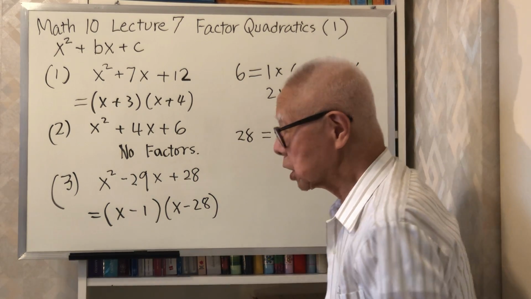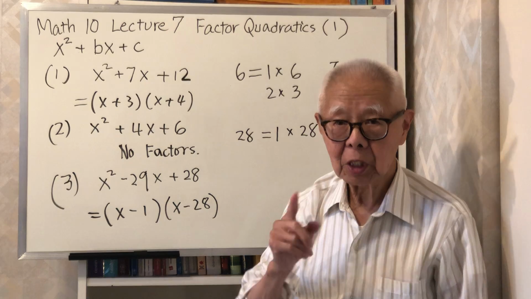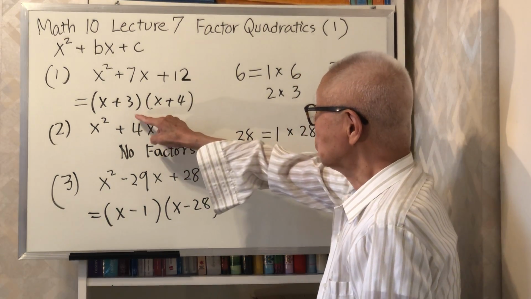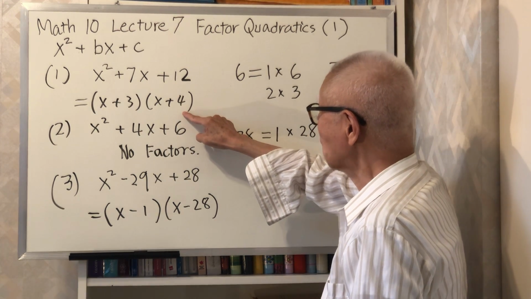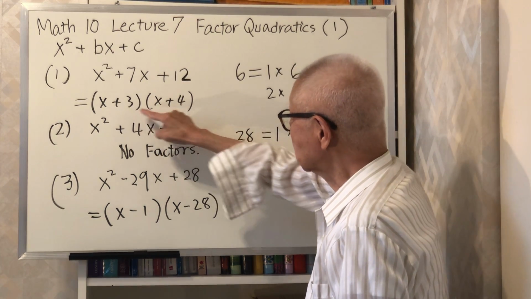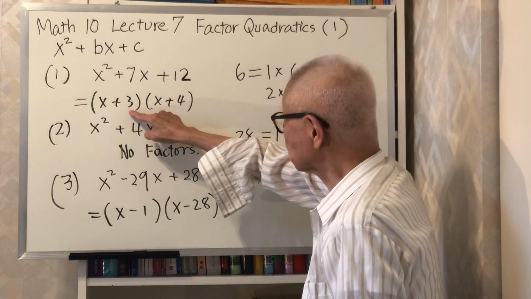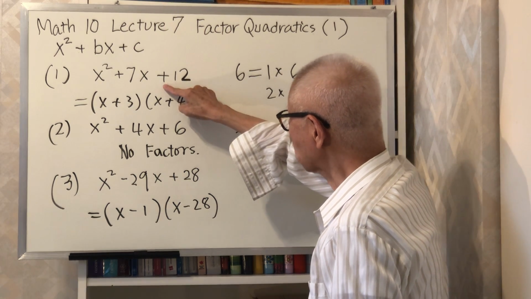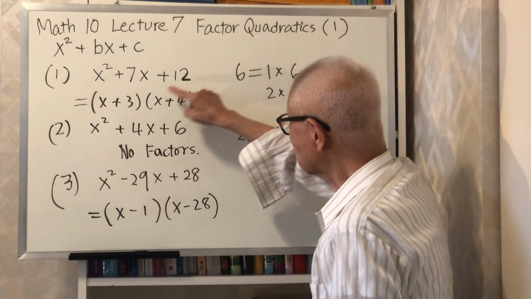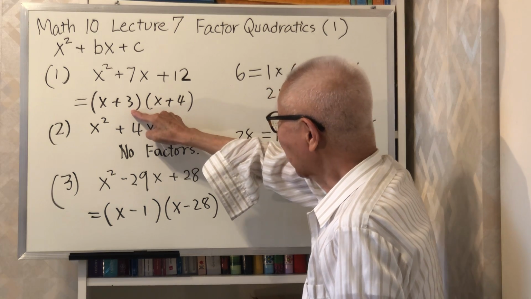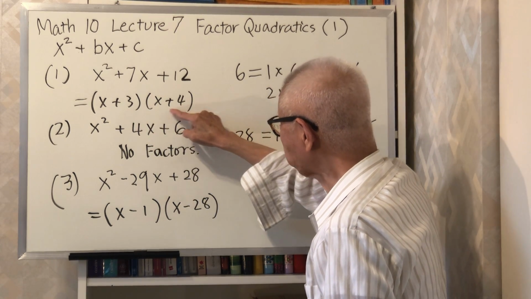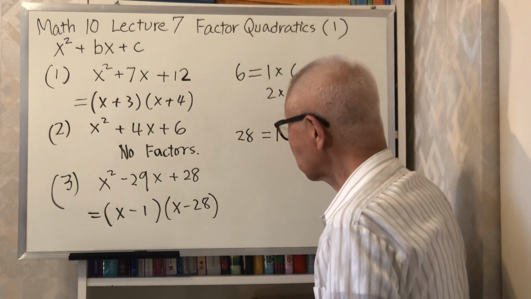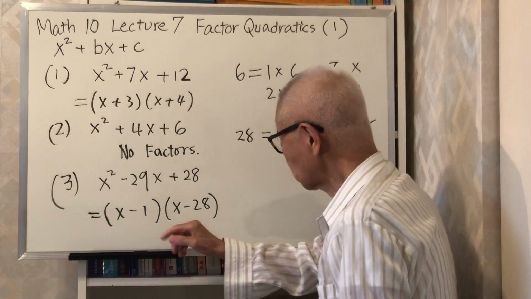Now, let me tell you how to double check your answer. Make sure your answer is correct. This is my answer. How do I know my answer is correct? Plus 3 multiplied plus 4 is plus 12. Plus 3 add plus 4 is plus 7. So this is right.